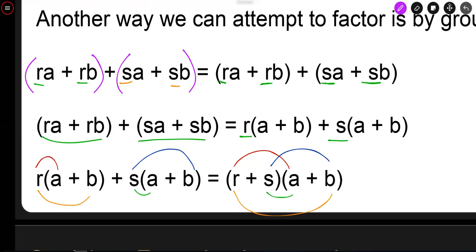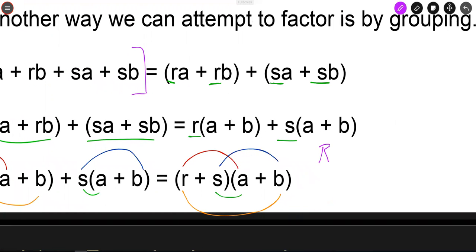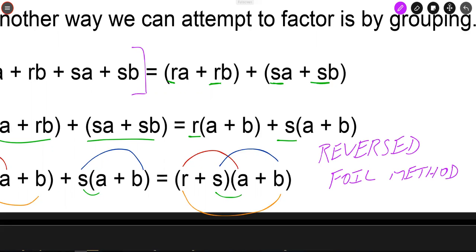So I've just taken my FOIL method and I've reversed it. I started off with this polynomial with 4 terms up here on the top. And at the bottom, by the time I was done, I had turned it into 2 binomials that are being multiplied together. So I have reversed the FOIL method. And once I reverse the FOIL method, I've actually split it into 2 pieces.